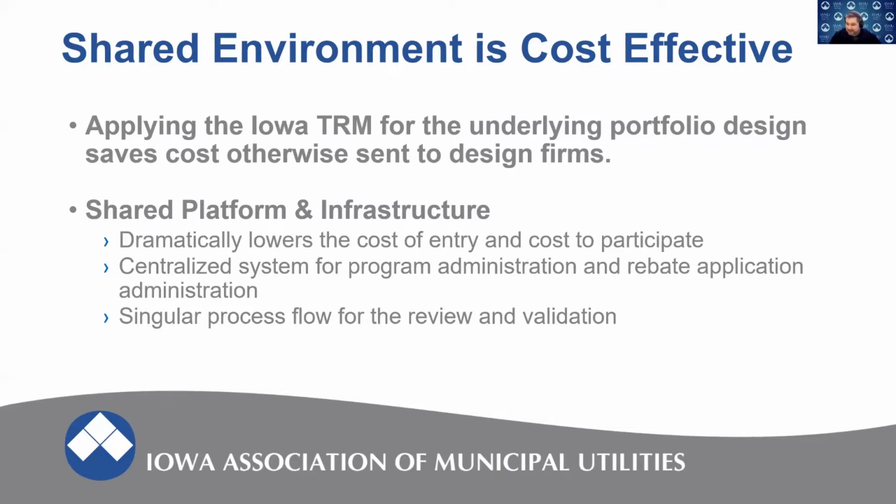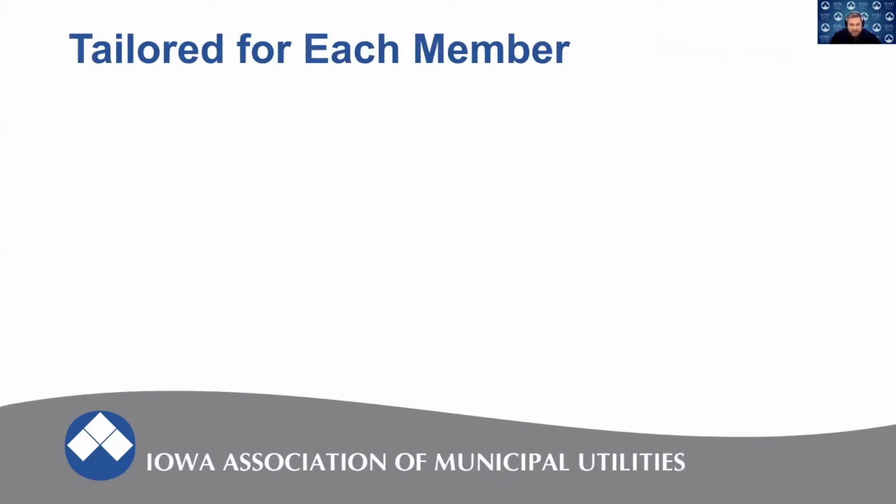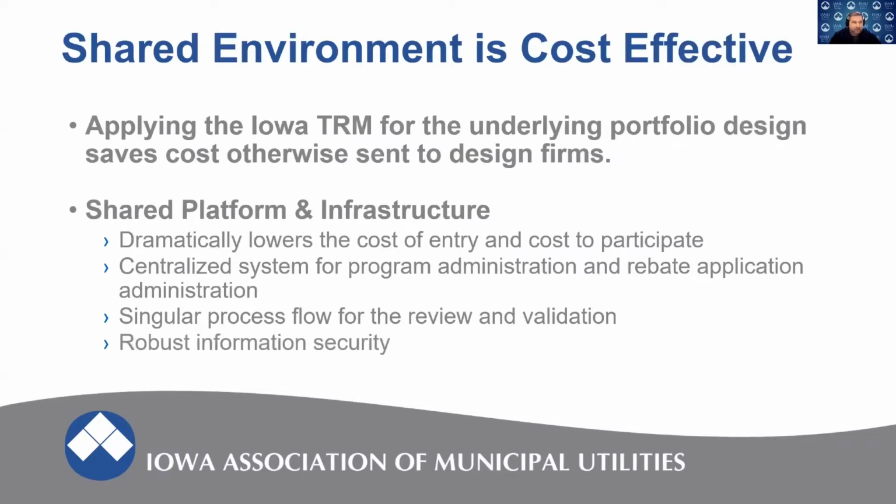When it comes time to do EIA 861, if they ask you how you came up with these numbers, we can say, oh, we have the state TRM, the Iowa TRM, that backs up everything that we calculate. So it's really good as that technical backstop. And the shared form and infrastructure dramatically lowers the cost of entry and the cost to participate, which for our members is zero. There's a centralized system for program administration and a singular process flow for review and validation. So it's pretty efficient, it's pretty slick, and it's very secure as well.